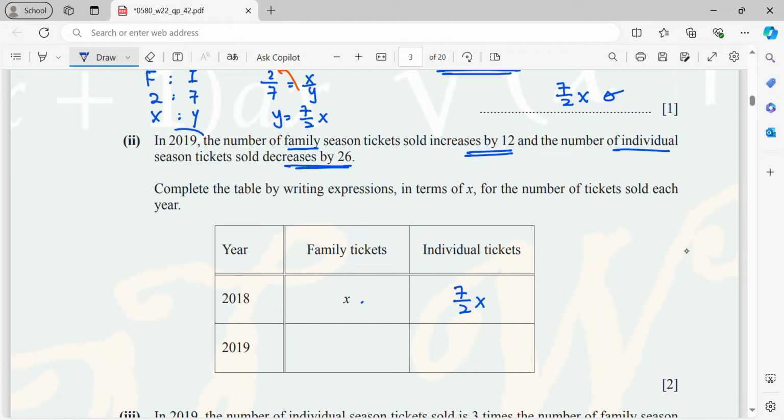And then now in 2019, the family tickets sold increases by 12. That means now instead of X, it becomes X plus 12. And the number of individual tickets sold decreases by 26, means you have to minus 26 from previous year's ticket, right? So done for the table.